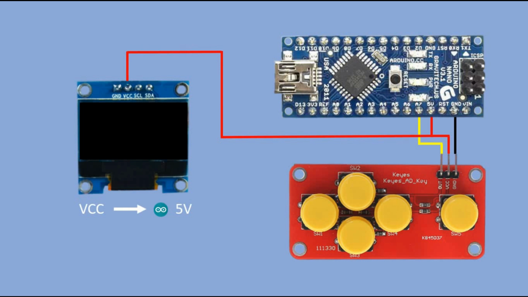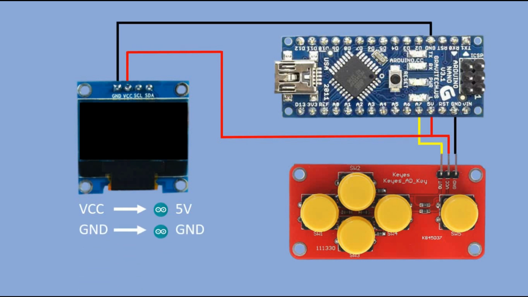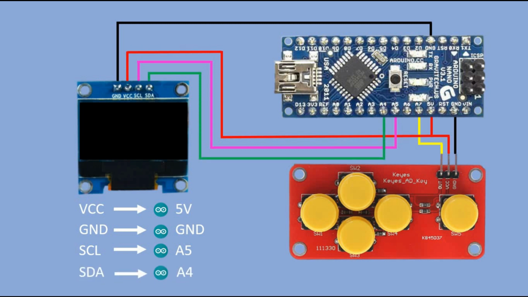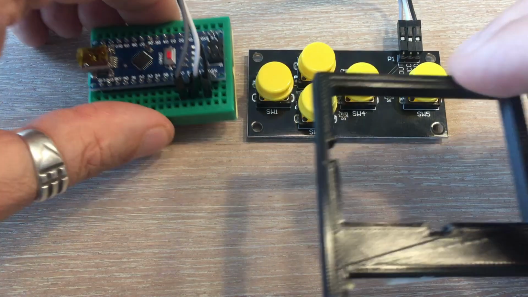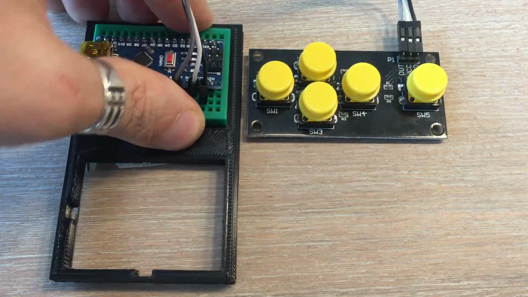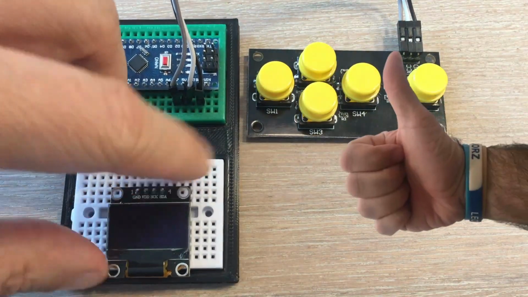Starting with VCC and ground, then clock pin goes to analog pin A5 and data pin goes to analog pin A4.